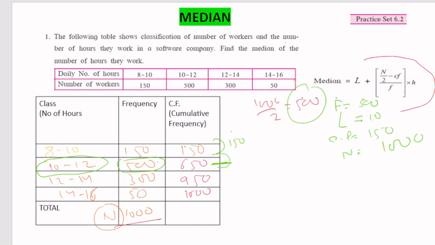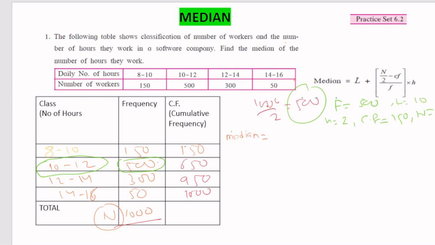You got frequency, you got L, you got CF, you got N. H you want. What should be H in this case? H is the class interval. So 10 to 12 is your class. What is the difference? 12 minus 10, 2. So H will be 2. Now substitute all these values in this formula and get the median. It is very simple. Let's substitute immediately.